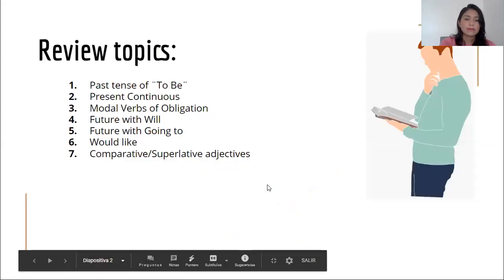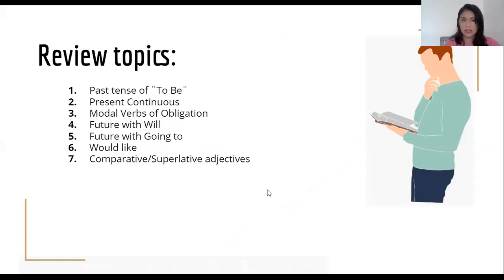What are the topics that are going to be covered in the exam? Okay, so: the past tense of to be, which is was and were, present continuous, modal verbs of obligation, future with will, future with going to, would like, and comparative and superlative adjectives. The one from Friday, the present perfect tense, we're not going to work with it in the exam because I consider 7 topics are enough.